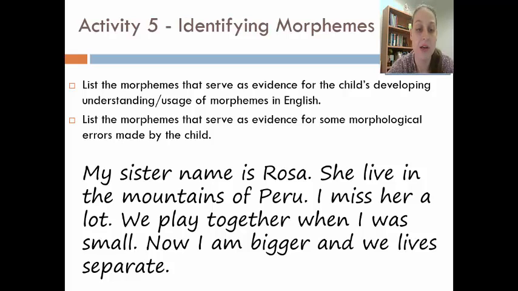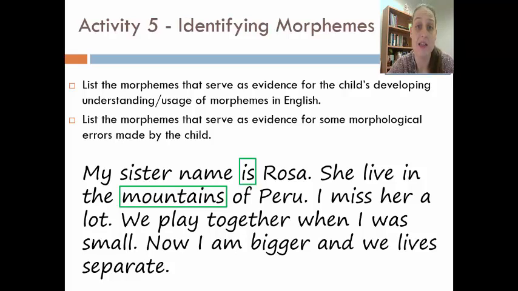Okay, so let's talk about the evidence that serves as the child's developing understanding of morphology. So here, we're going to try and find examples of what the child is doing right in terms of morphology. So this would be the first one, right? She conjugated the verb to be into its right form, is, right? Because she's talking about the sister's name, and so is would be the right conjugation. And so here we can say she correctly conjugated the verb to be in the third person singular form of is, which is an irregular form.